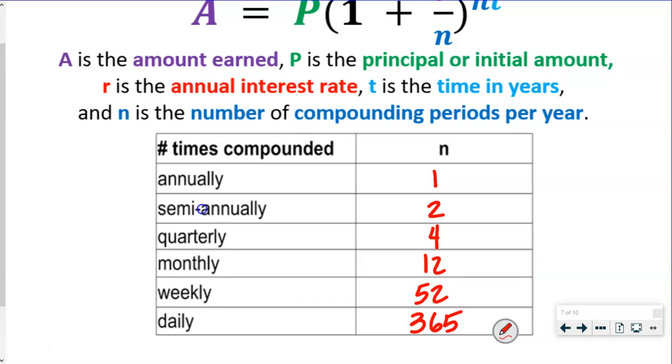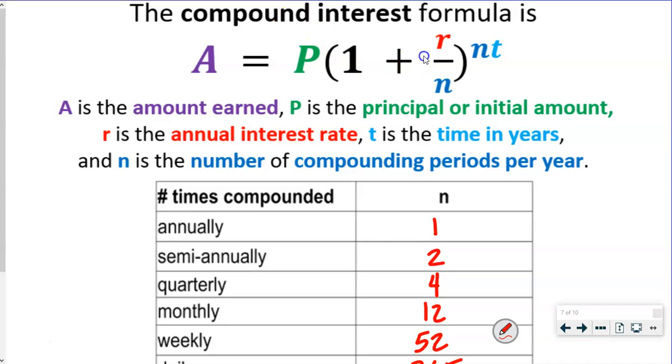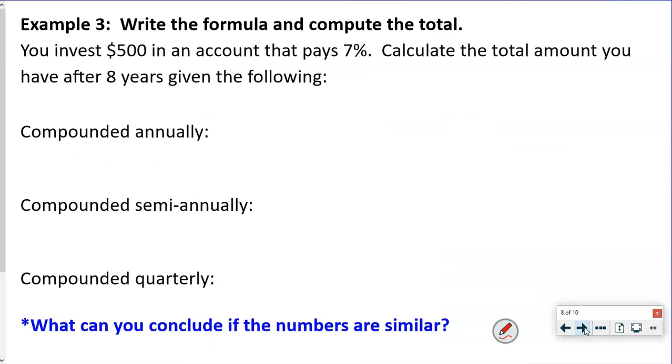Okay? So remember, what we're going to do here, it's very key, is we're going to take our rate of interest and divide that by our N, which is the number of times it's compounded. But then we're also going to take 1 plus this, and we're going to take it to the N times T power. So we're going to do a couple of these together, and then I'm going to let you guys do some.